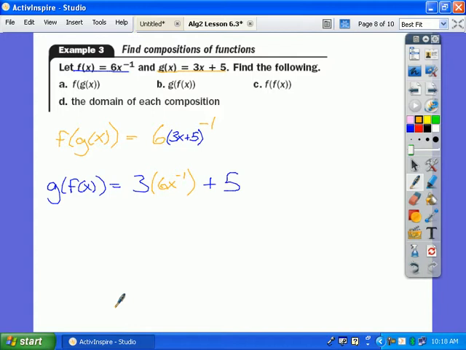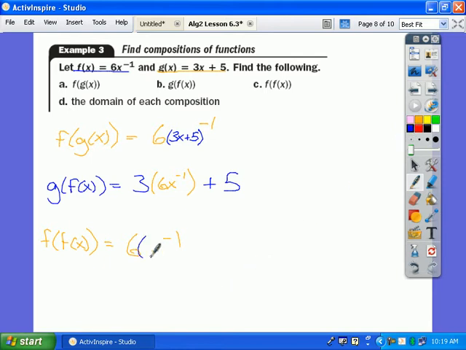Okay. Let me show it to you one more time. I'll pause for questions, and then I'll go back and simplify it again. All right, so the last one is f of x. I write out function f, which is 6x to the negative first. And now everywhere there's an x, I'm going to erase it and replace it with function f.